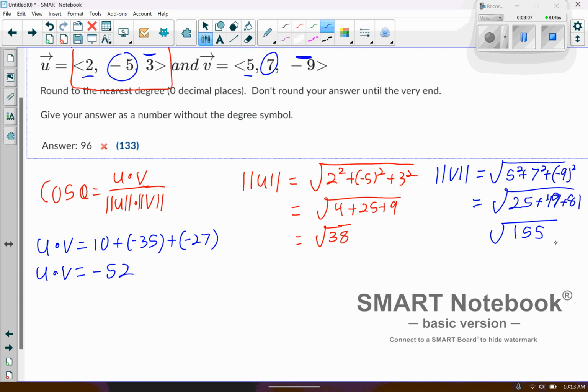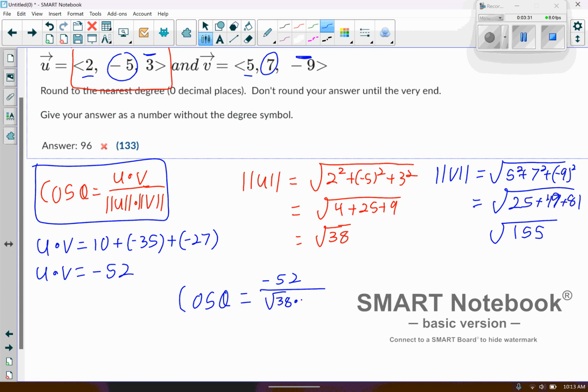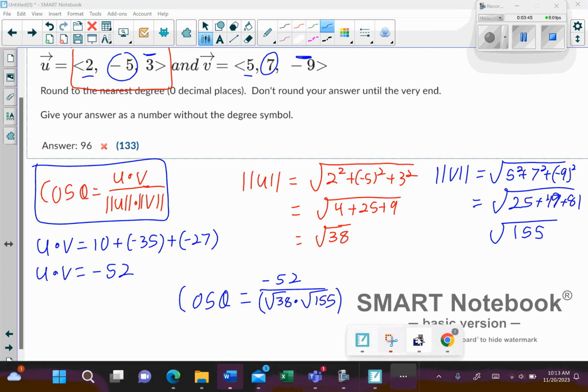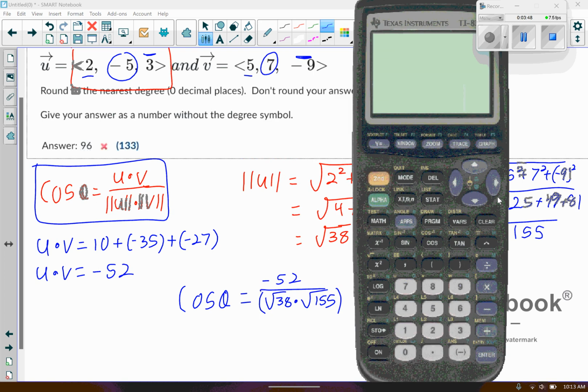Now we plug it into this formula right here and let the calculator take over from here. Cosine of theta is equal to the dot product, which was negative 52, over the product of the magnitudes: the square root of 38 times the square root of 155. When I put that in my calculator, I'm going to want to put parentheses around my denominator. You could multiply that together if you wanted a single radical. Let me grab my calculator and see what we get.